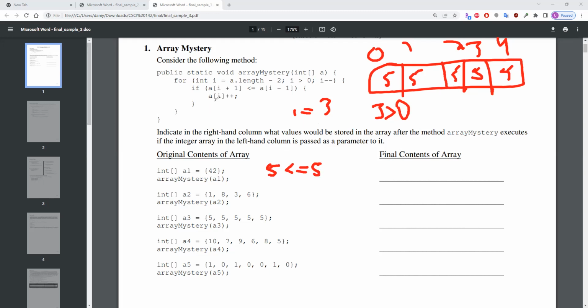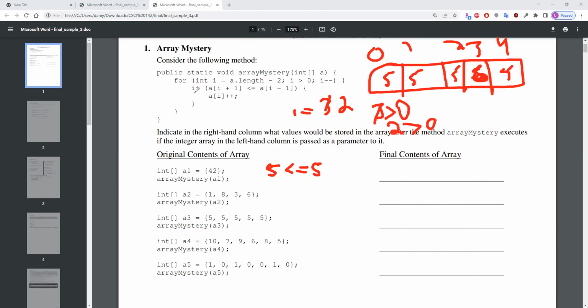Yes, you say A of I, which is A of 3, plus plus. So A of index 3, 5 plus plus will be 6, right? So the value is now 6 at index 3. I minus minus, I is now 2. And now you go and check the condition. First you check your loop condition: is 2 greater than 0? Yes, 2 is greater than 0, true.